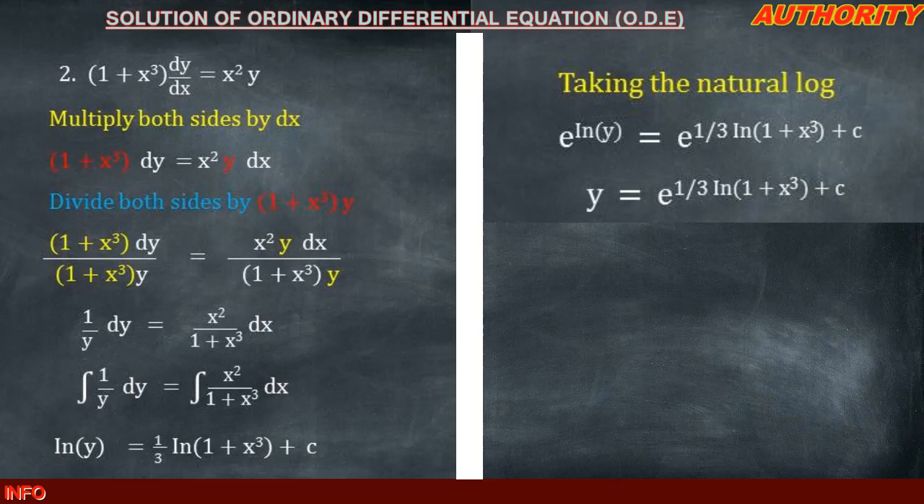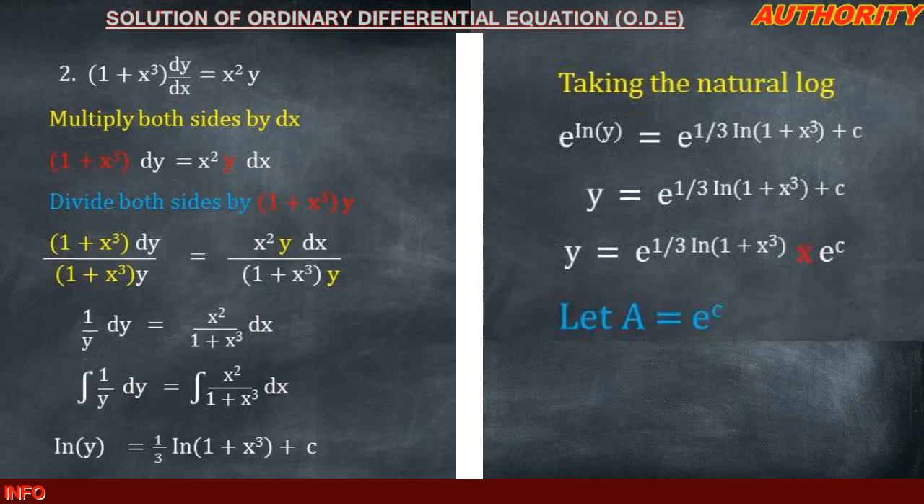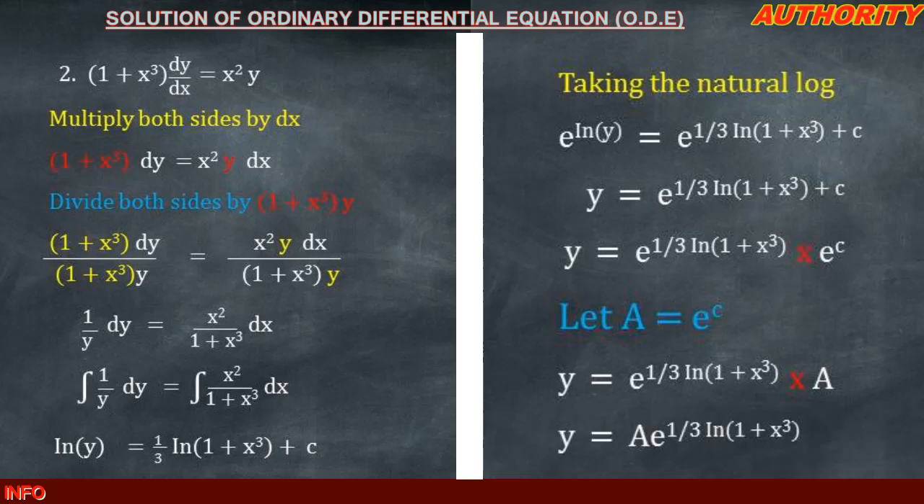This is the same thing as saying y is equal to e to the (1 over 3 ln (1 plus x cubed)) times e to the c. Let e to the c be called the letter A. So we have y equal to e to the (1 over 3 ln (1 plus x cubed)) times A. Now let's arrange it well: y is equal to A times e to the (1 over 3 ln (1 plus x cubed)).